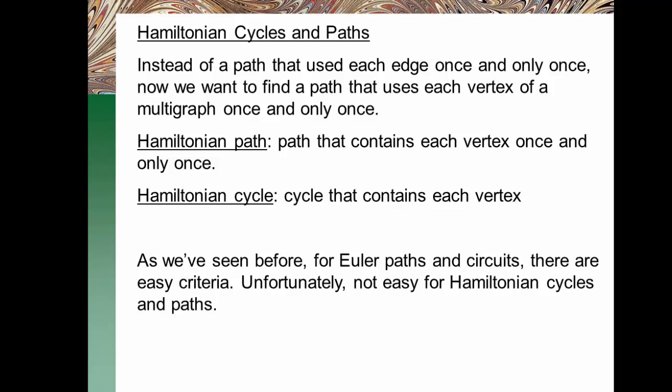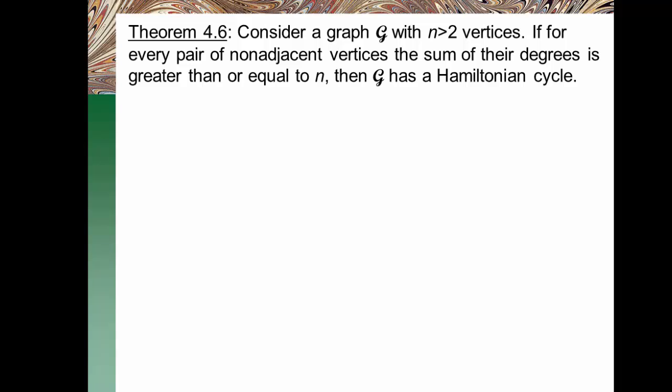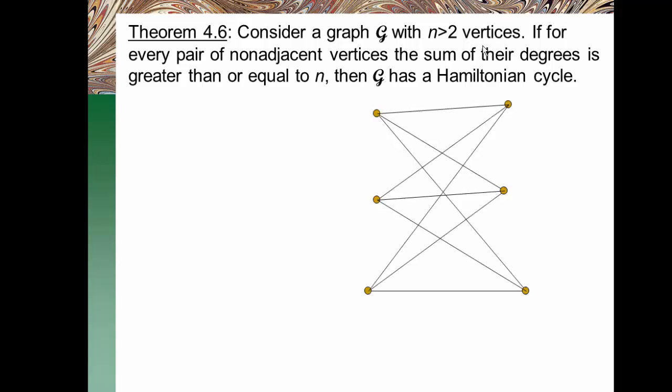Unfortunately, there are no easy criteria for Hamiltonian cycles and paths. The only result that we will see in this course is theorem 4.6. The theorem says that if you have a graph with more than two vertices, and for every pair of non-adjacent vertices, the sum of their degrees is greater than or equal to the number of vertices, then the graph has a Hamiltonian cycle. For example, this graph has 6 vertices, so n is equal to 6.